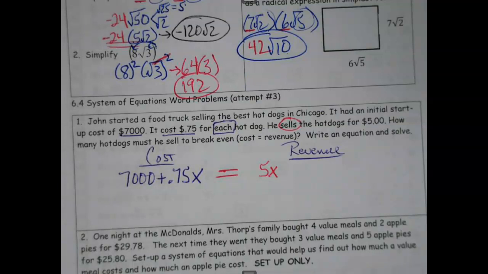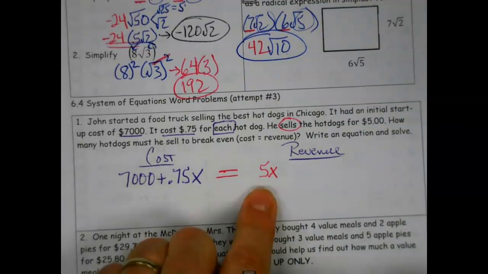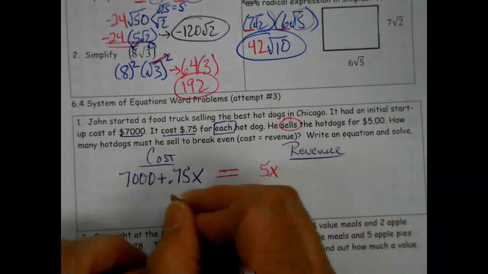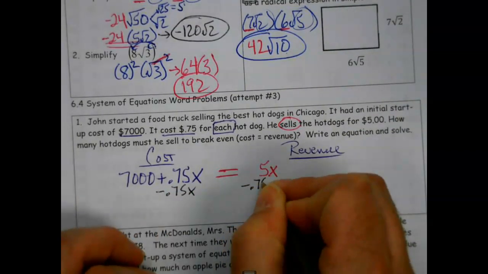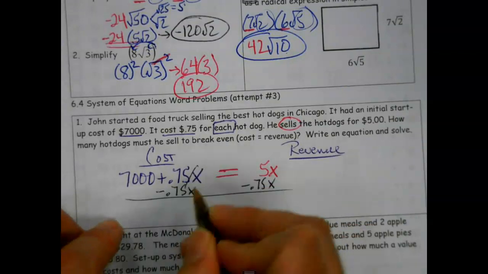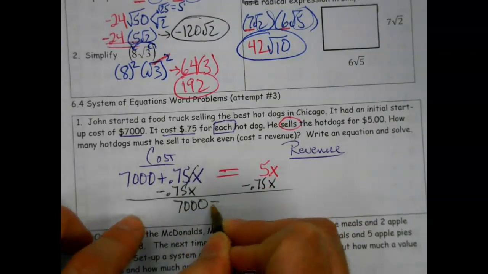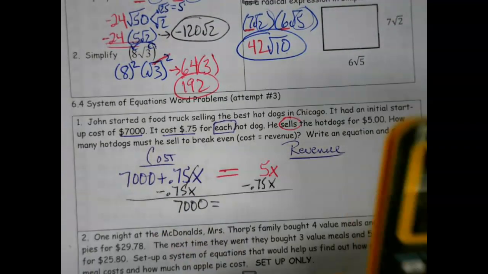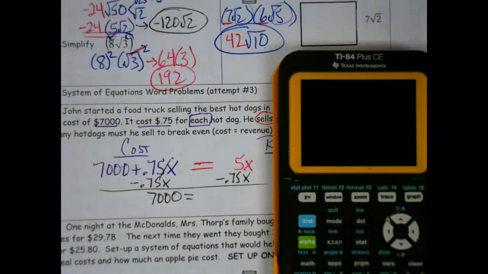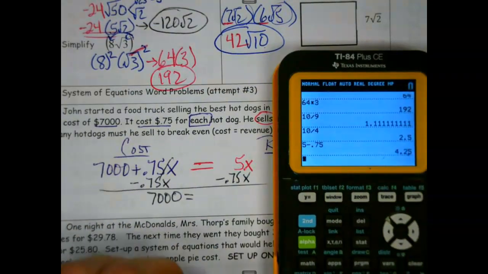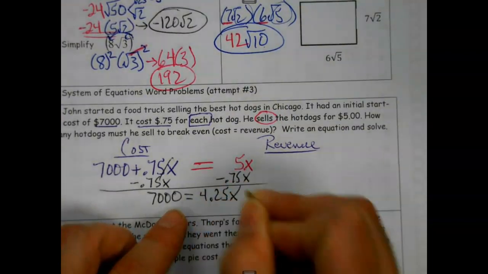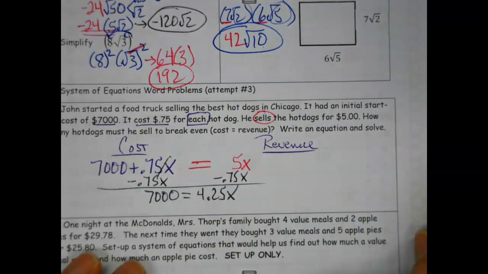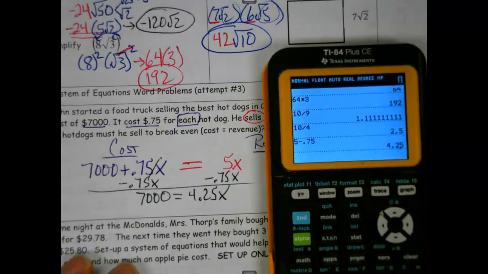And now I'm just going to solve the equation. Since there are only X's on the revenue side, I want all my X's over there. I'm going to bust out the calculator for this because this is out of my brain's pay grade. 5 minus 0.75 is 4.25. And then just divide.